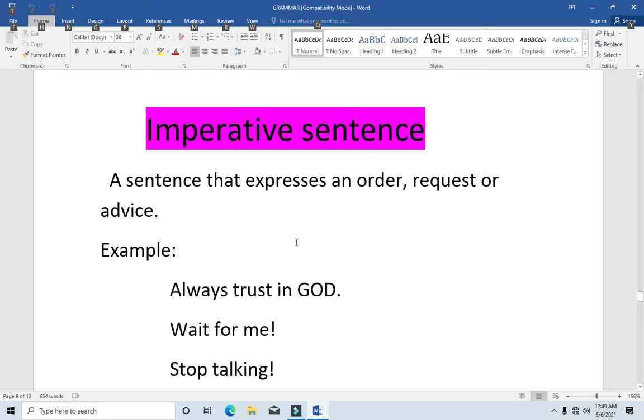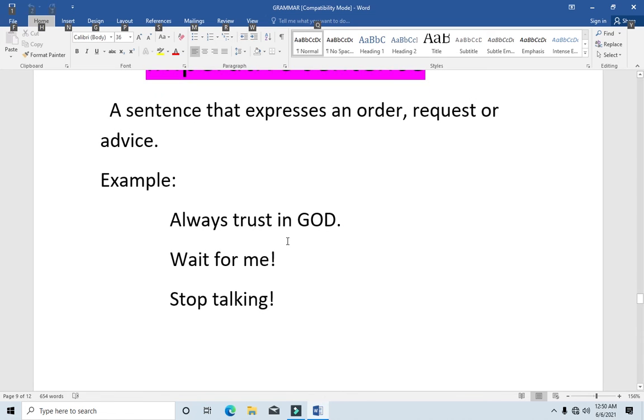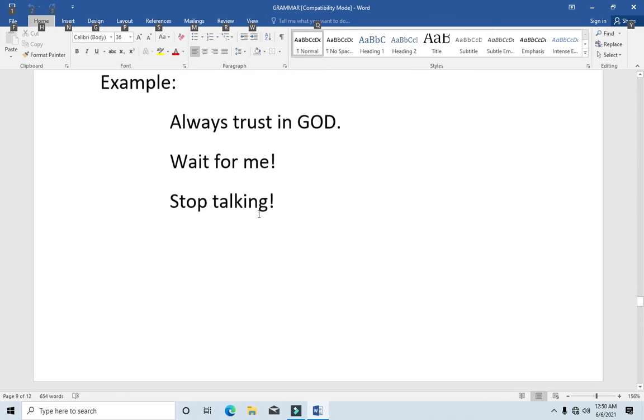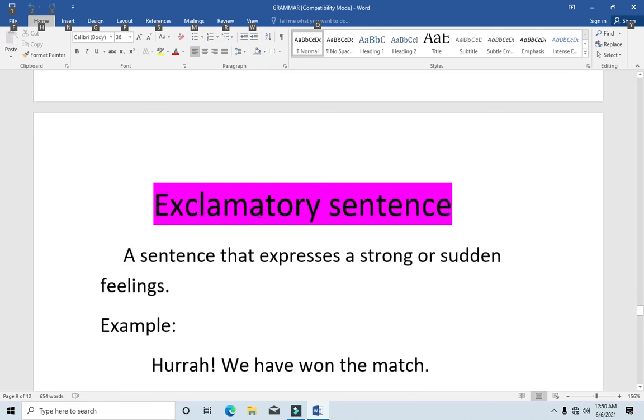Now the other topic is imperative sentence. Definition: a sentence that expresses an order, request or advice. For example, always trust in God, wait for me, stop talking. So these are the examples of imperative sentences and they express an order, request or advice.